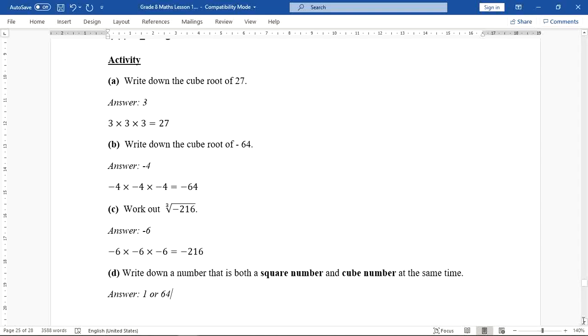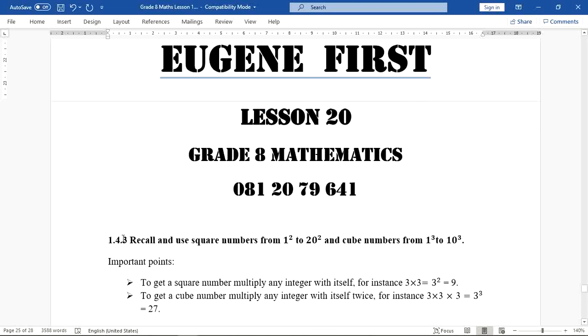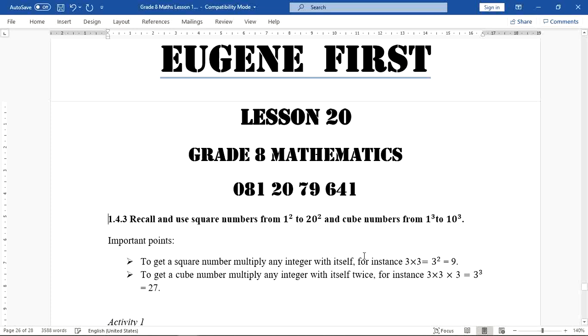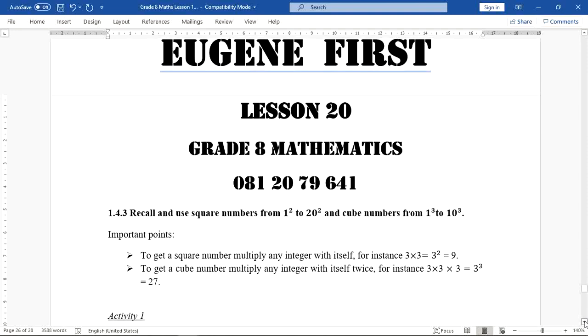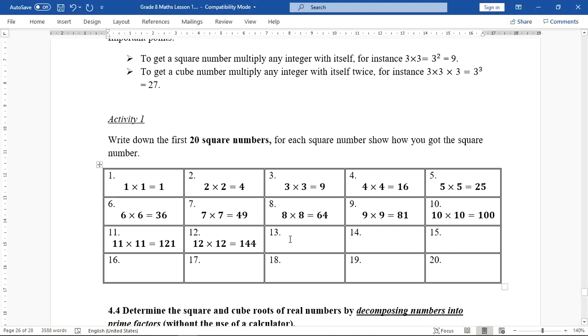Alright, let's look at today's work. Today we are going to finalize, or look at, square numbers for the last time, and the cube numbers. But we have already done the cube numbers. We already know how to get these cube numbers from the first one up to the 10th one. But the syllabus says for the square numbers you should also know up to the 20th square number. So in this table you are just going to continue finding the remaining square numbers starting from 13.